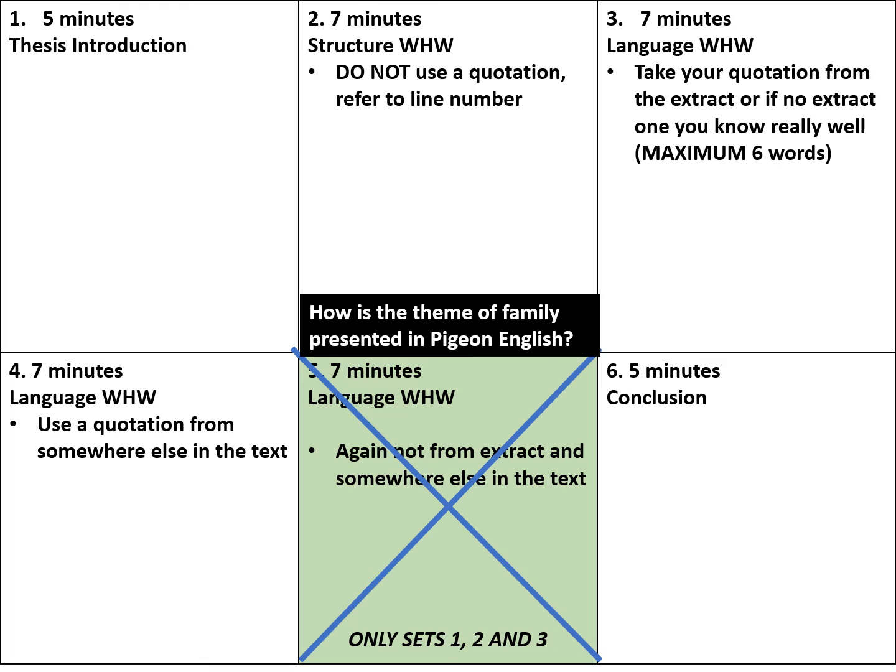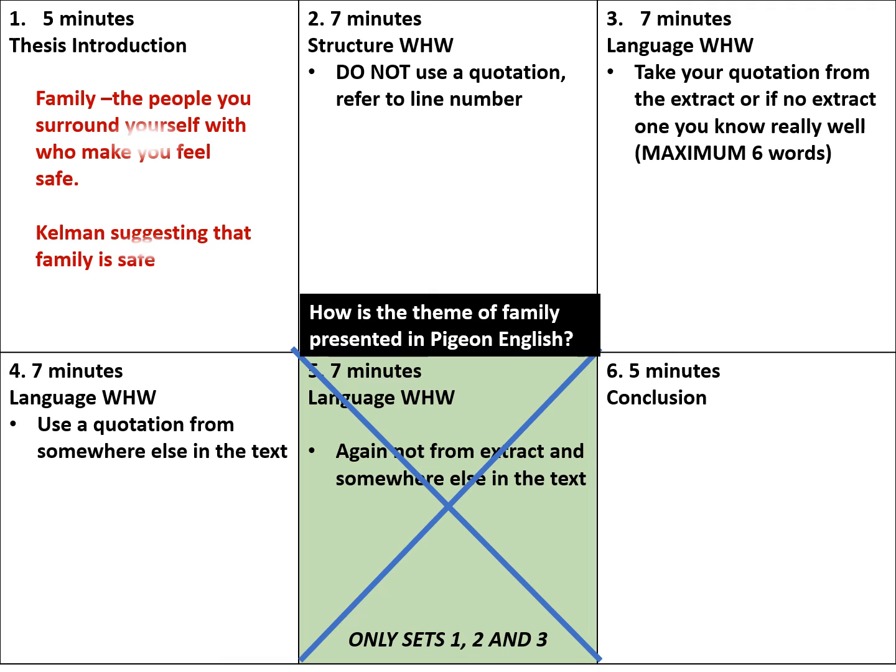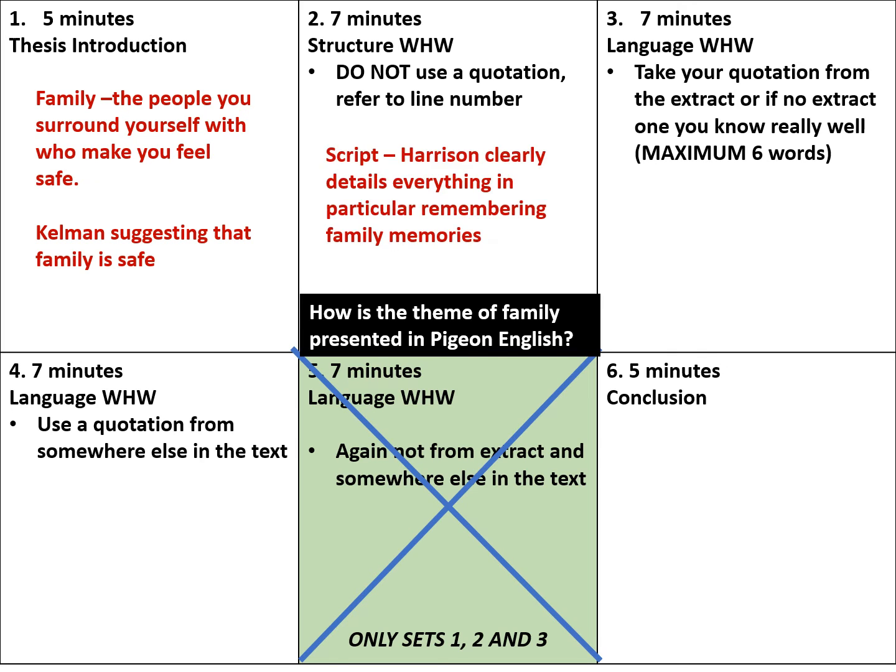Okay, so what have I put down? Well, I think the key word in the question is family. So in my thesis introduction, I've written: family, the people you surround yourself with who make you feel safe. And I think that Kelman is suggesting that family is safe. What am I going to put in my structure paragraph? Well, as I've told you before, for Pigeon English, I'm always going to use script as my structure paragraph. It's super easy. So the script: Harrison clearly details everything, in particular, remembering his family memories.